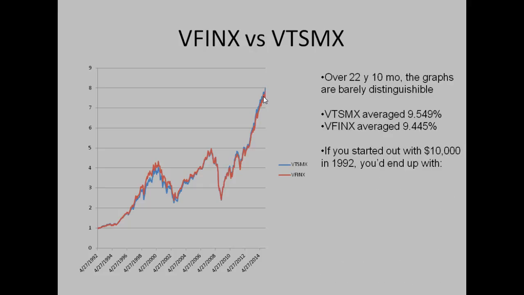a whole 0.1% average difference annualized. But over almost 23 years, had you invested $10,000 in 1992, you'd end up with $80,242.06 with the total stock market index fund, which is a little bit more than $1,000 more than if you invested in the S&P 500 index fund. So yes, small differences in cumulative average gains do magnify over time.